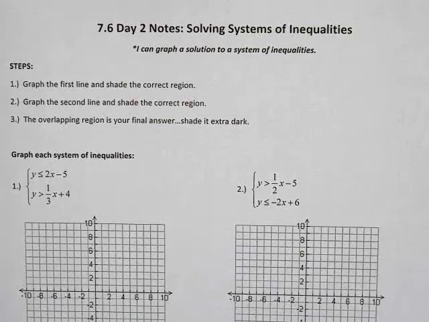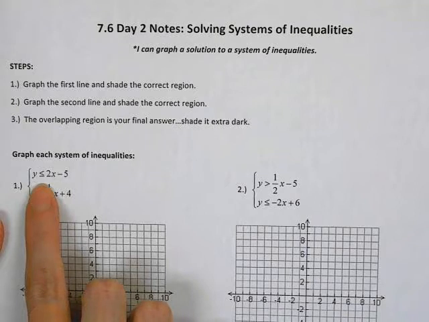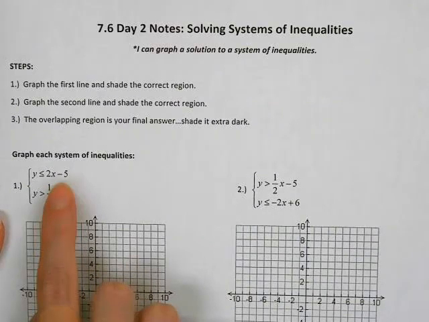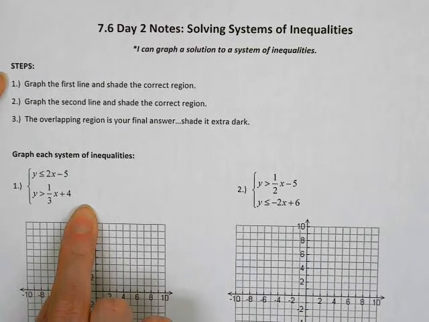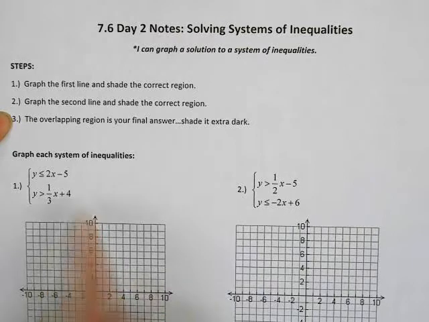All right, guys, we're on 7.6, day 2. Now, not only do we just have one inequality to graph, we have a system. So we have 2 of them. So we're going to graph the first one, shade the region, graph the second one, shade the region, and then find where they overlap. And that is your final answer. You make it extra dark.